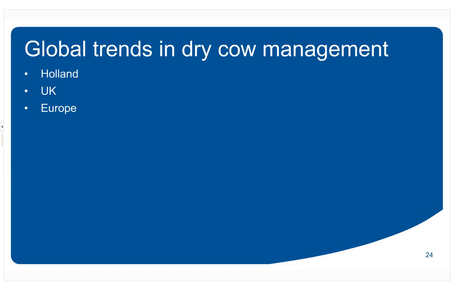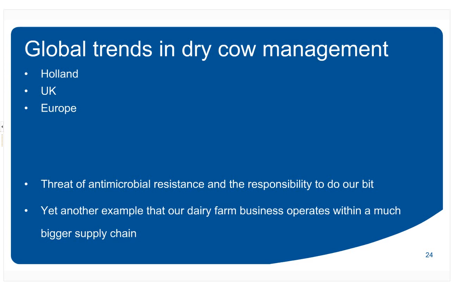So now the UK and other European countries are following Holland's lead with incentivising selective dry cow therapy. That means only using antibiotics where a cow needs it, or alternatively penalising the producer if they don't use selective dry cow therapy. Antimicrobial resistance is very real and quite rightly has climbed the political agenda. Changes to how we dry off cows in the future will be one small part of our responsibility towards preserving the function and efficacy of antibiotics.